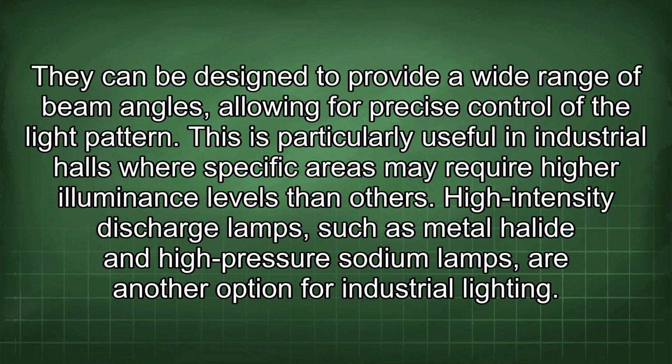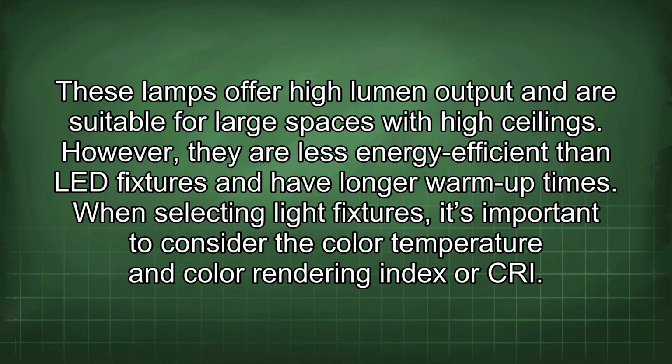High-intensity discharge lamps, such as metal halide and high-pressure sodium lamps, are another option for industrial lighting. These lamps offer high lumen output and are suitable for large spaces with high ceilings. However, they are less energy efficient than LED fixtures and have longer warm-up times.